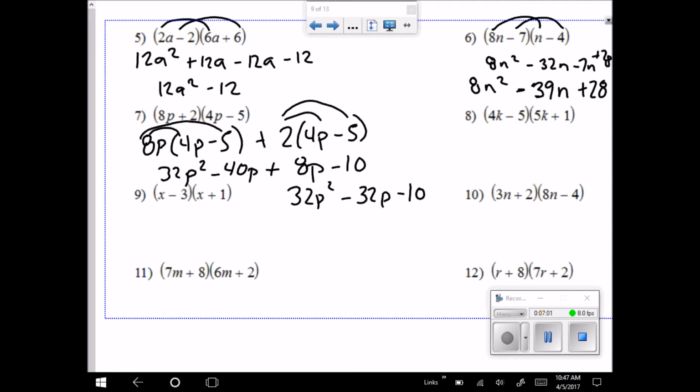Here we'll have 4k times 5k plus 1, and then plus negative 5 times 5k plus 1. Distribute, we'll get 20k squared, and then plus 4k, and then minus 25k minus 5. So combine your like terms, 20k squared, running out of room here, minus 21k minus 5.